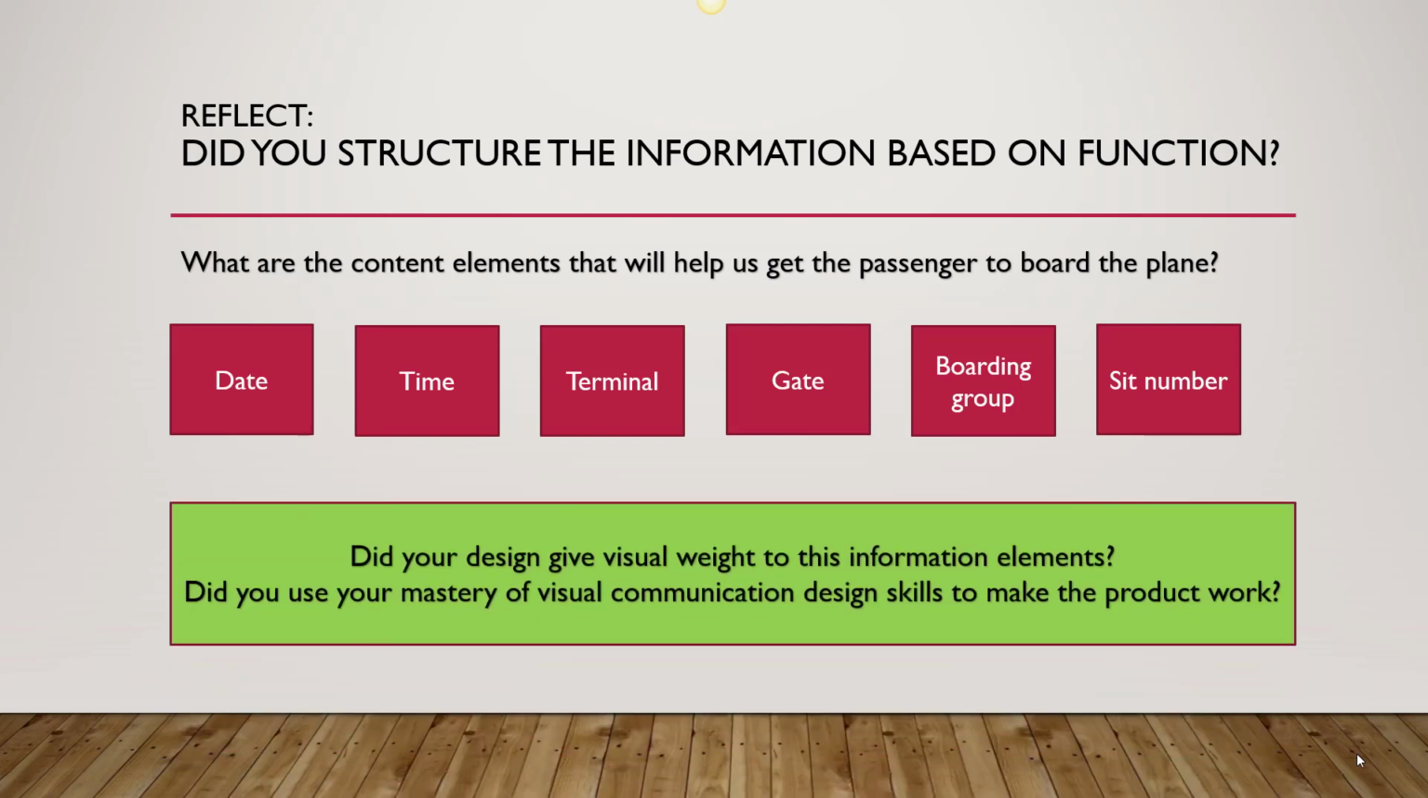Now, did your design give visual weight to these information elements? Be honest. Some of you did, some of you didn't. Now, did you use what you know about visual communication design skills to make the product work? So see, the main thing is not how it looks, again, it's how it works. But you use what you know about visual design, your principles of design, alignment, use of color, typography, graphics, all of that, you use that to give meaning to your product, to make sure it works.